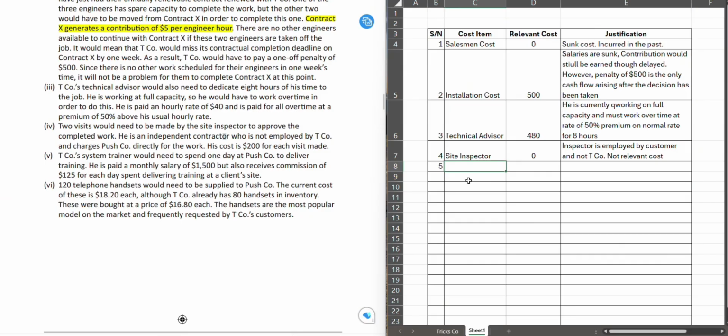Okay, number 5. TICO's systems trainer. So this is on systems trainer. Let's put it there.